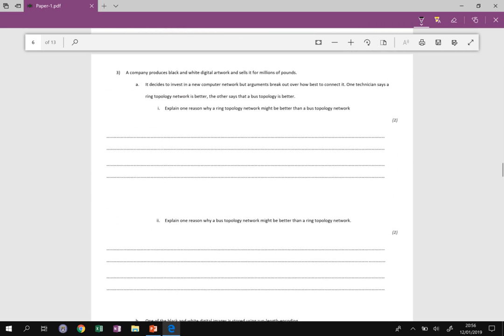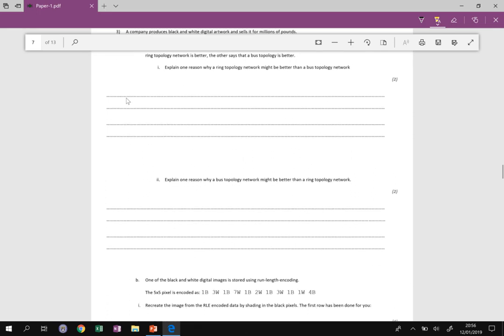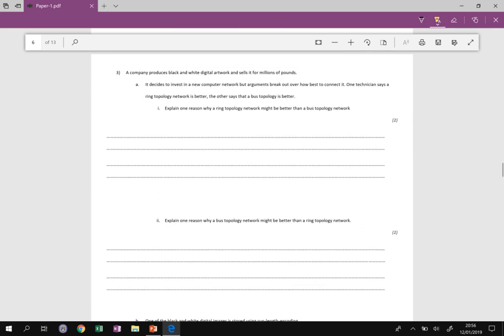Okay, so your next question, I'd recommend you revise network topologies, a ring, a bus and a star, and all of the different positives and negatives for each. Let's read through the question, highlight the keywords. Feel free to stop here if you want to start it yourself, but I'll just read through the keywords here. We're only going to do, in the next video, 3 part A, so part I and II.